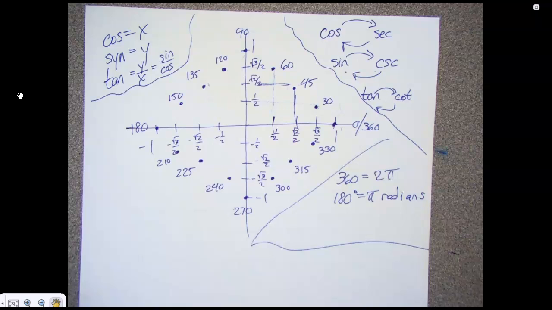Secant is which one flipped over? Cosine. So I want the x value here, but upside down. So 2 over root 2. And that's a perfectly legitimate answer as it is. If you rationalized it, that would just be root 2. Questions?